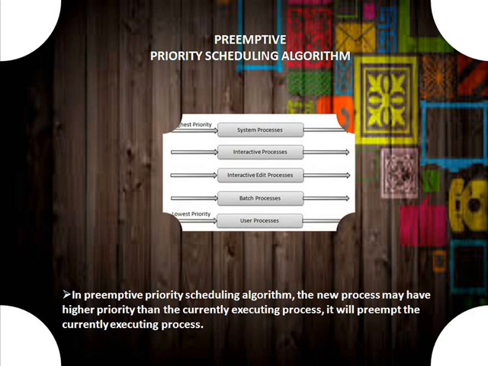Preemptive priority scheduling algorithm. In the preemptive priority scheduling algorithm, the new process may have higher priority than the currently executing process. It will preempt the currently executing process.